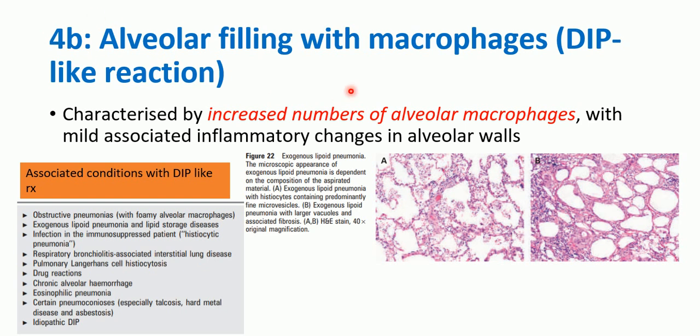The 4B pattern is when the macrophages are seen in the alveolar lumen, and then the picture comes into, again, many entities like obstructive pneumonias, exogenous lipoid pneumonias, infections, histiocytic pneumonias, respiratory bronchiolitis associated interstitial lung disease, desquamative interstitial pneumonias. So all these come into the differential diagnosis, and then these are the large vacuoles of lipoid pneumonia which are seen along with associated fibrosis. So this is alveolar filling with macrophages.